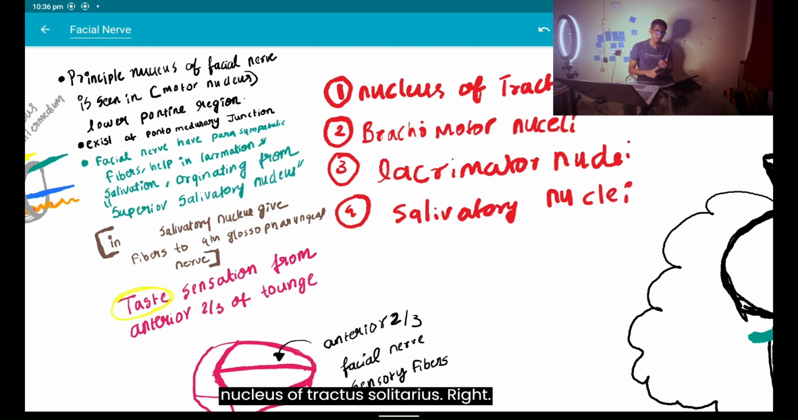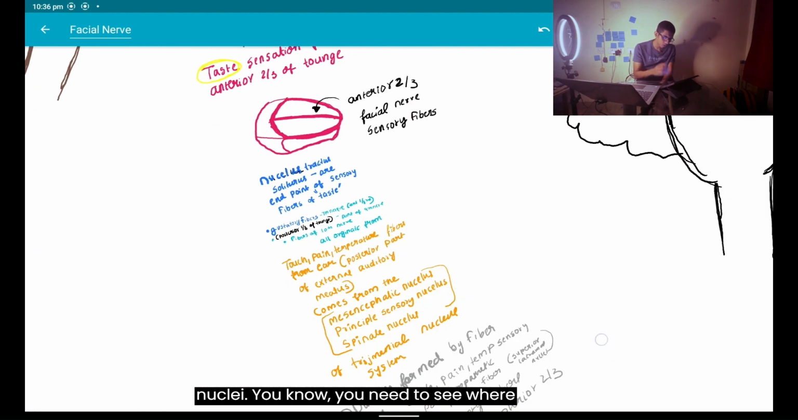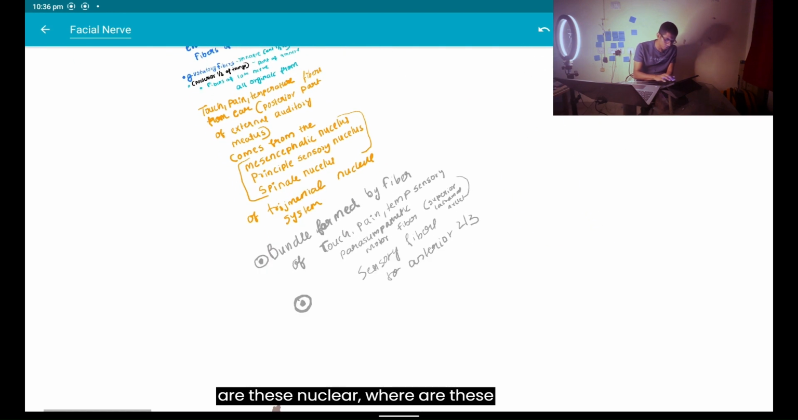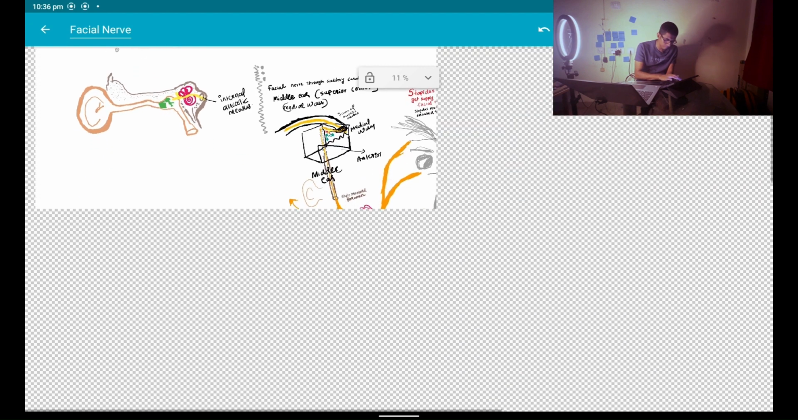Nucleus of tractus solitarius, right? Then we have the branchiomotor nucleus, which is the motor function, supplying the facial muscles. Lacrimation, what will be the function? And the salivatory nucleus. Now you need to see where these nuclei are actually sitting, right?